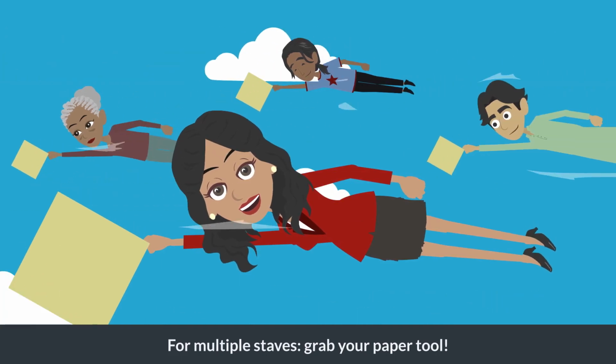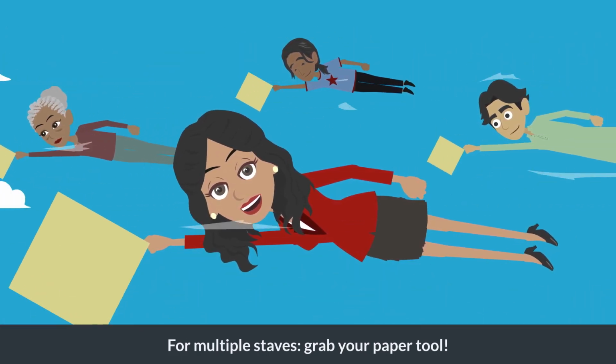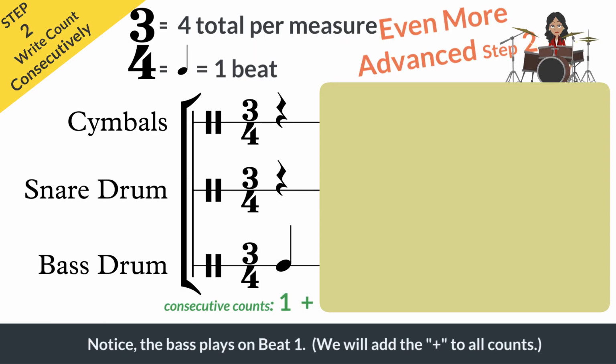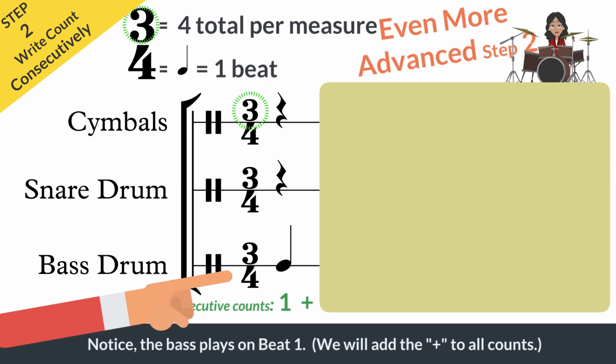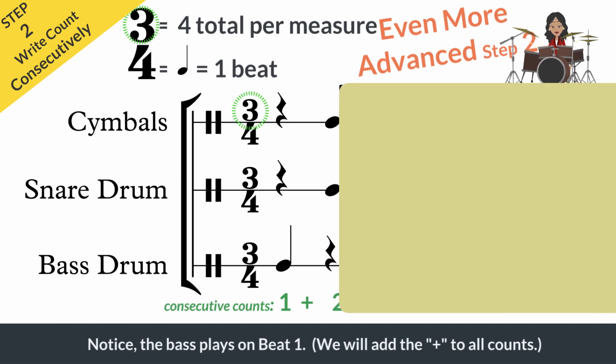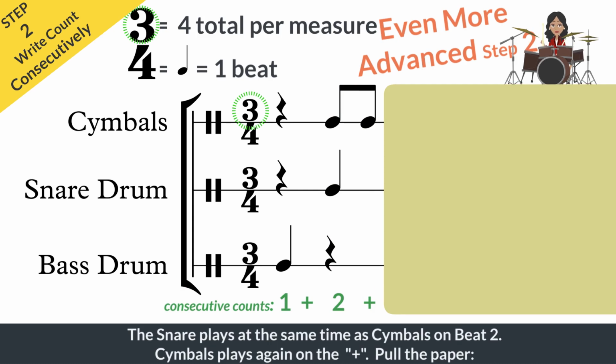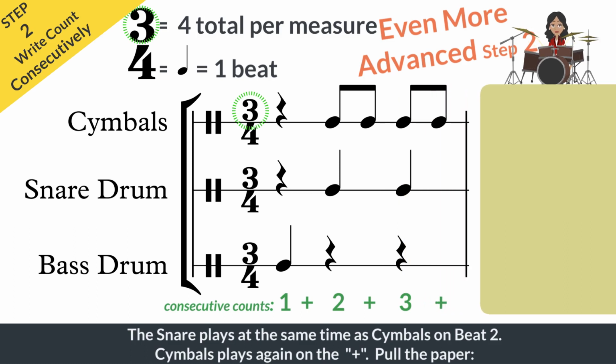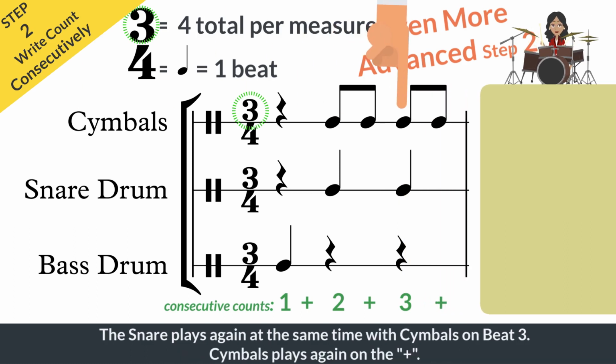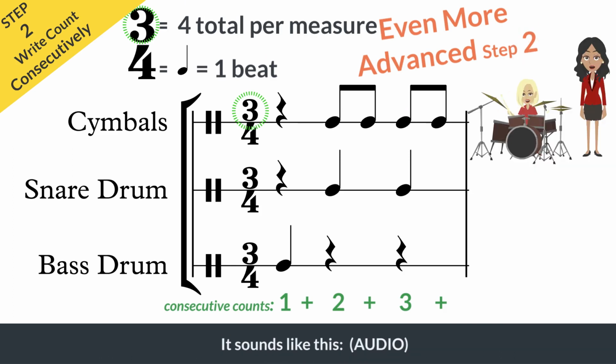For multiple staffs, grab your paper tool. Notice the bass plays on beat 1. We will add the and to all counts. The snare plays at the same time as cymbals on beat 2. Cymbals play again on the and. Pull the paper. The snare plays again at the same time with cymbals for beat 3. Cymbals play again on the and. It sounds like this.